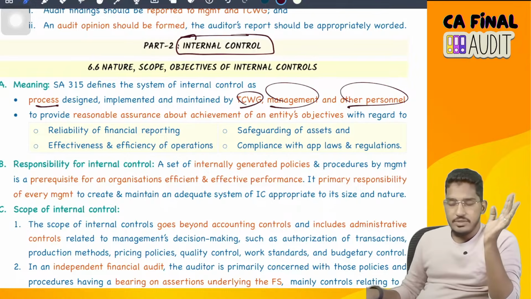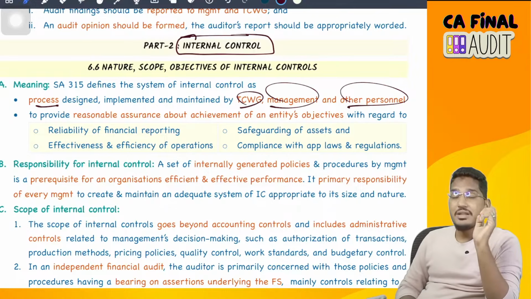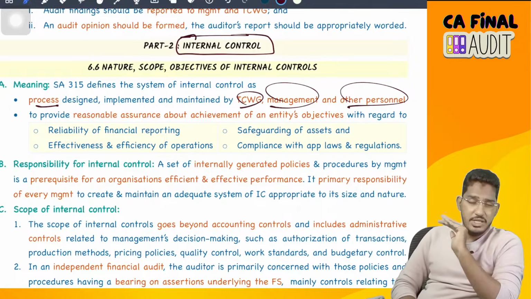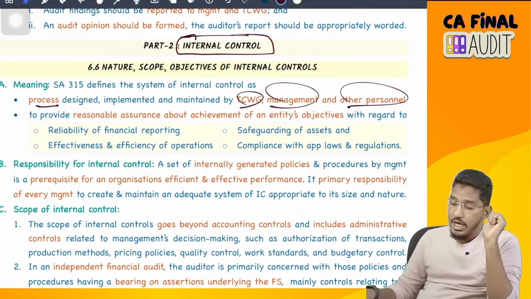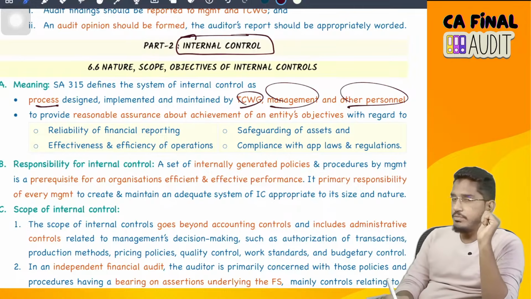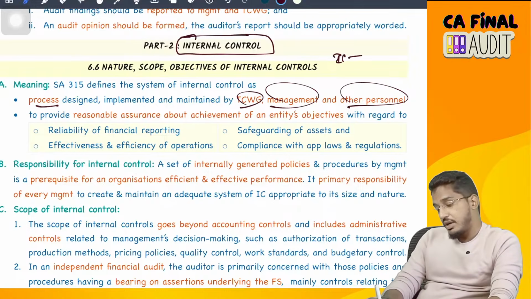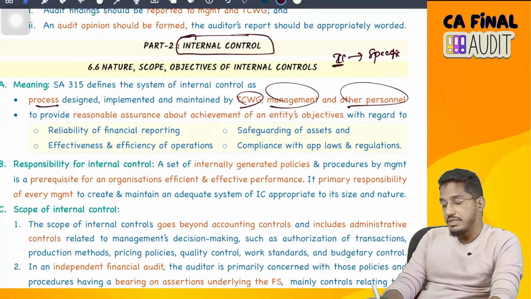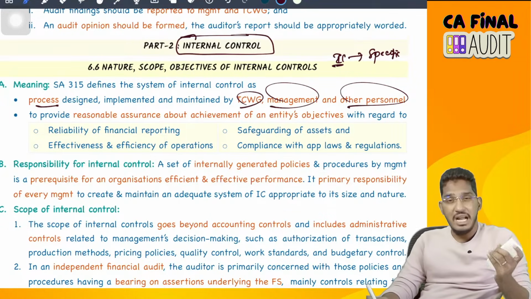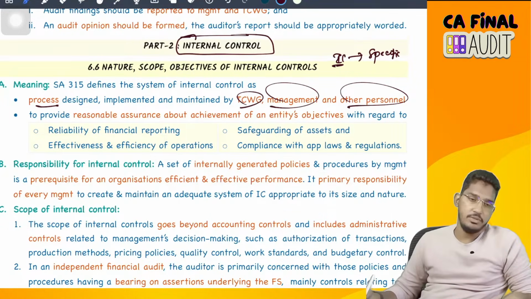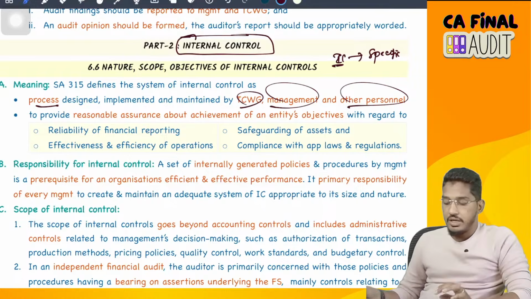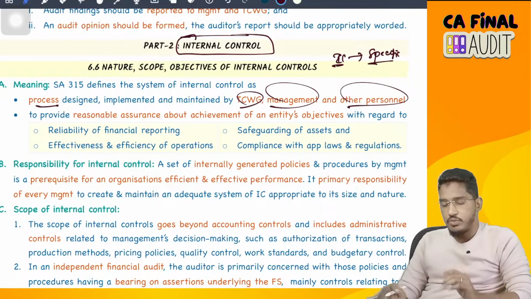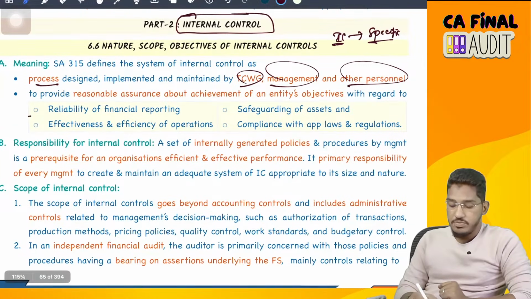So like that, any process which is getting designed to provide reasonable assurance regarding achievement of entities' objectives, we call it as internal control. But when I talk about specific objectives, you take any internal control, when I look into specific terms, every internal control will try to fulfill at least one of the 4 specific objectives. Sir, what are those 4 specific objectives?